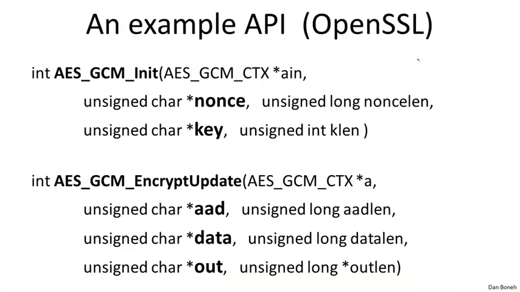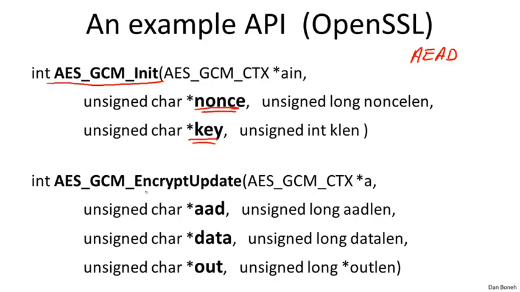I wanted to show you what an API to these authenticated encryption with associated data schemes looks like. So here's what it looks like in OpenSSL, for example, just as an API for GCM. You call the init function to initialize the encryption mode, and you notice you give it a key and the nonce. The nonce, again, doesn't have to be random, but it has to be unique.